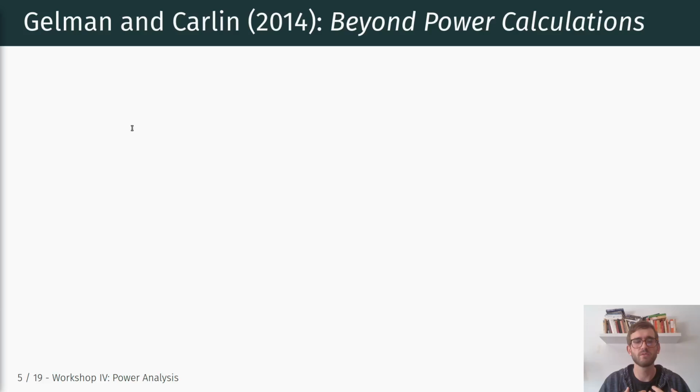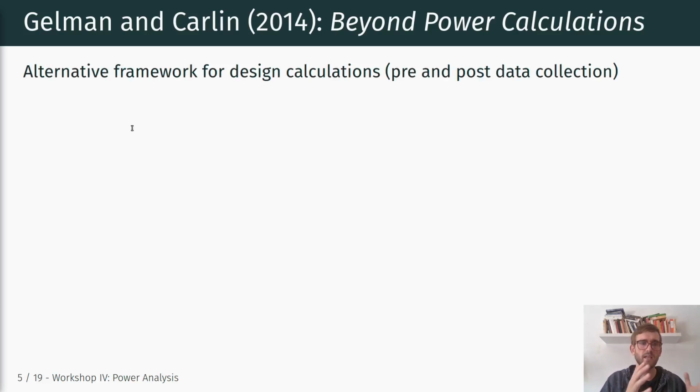That means if you use published effect sizes as guidelines for your power analysis, then ultimately you're assuming effect sizes that tend to be larger than the true effect sizes, because you're selecting only on the effect sizes that were being published and not the ones that are out there hidden in file drawers, right? So that's one fundamental issue with selecting and incorporating external information from published studies, for example. Right? So ultimately, they provide an alternative framework for design calculations, which can be applied both pre and post data collection.